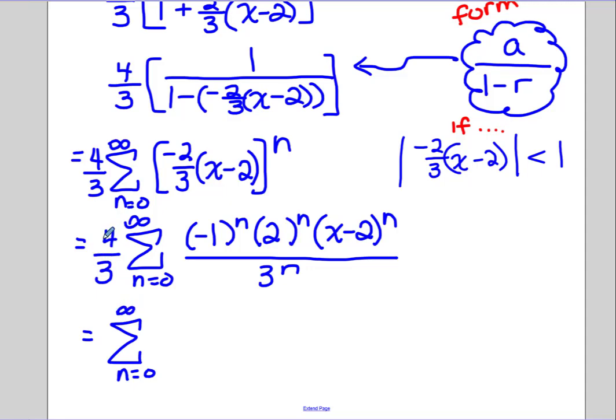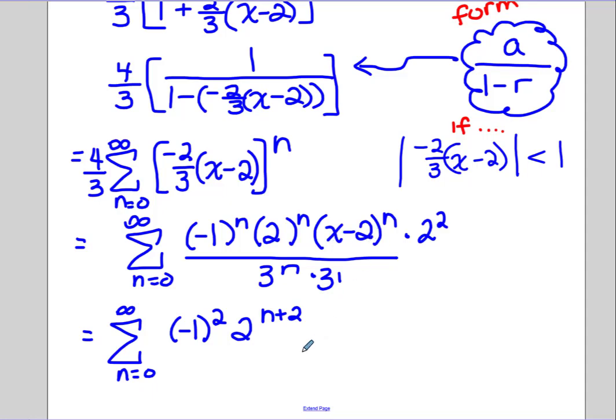Now we're going to put the 4 inside here and the 3 inside here. So if we have 4 and 3, then this term would go away, multiplying it through and putting it into our expression. Our numerator becomes negative 1 to the n, and we have what, 2 to the n plus 2? 2 to the n plus 2 power, and then x minus 2 to the n.